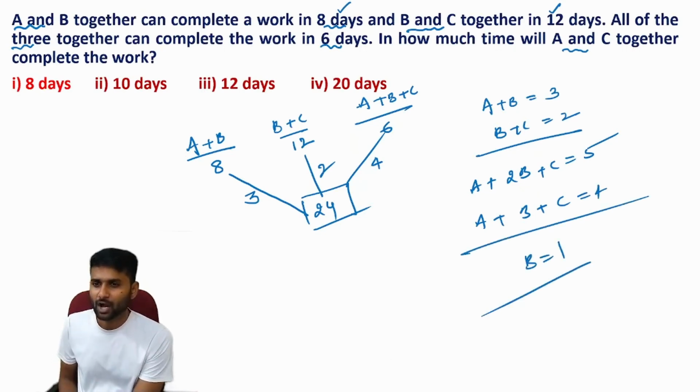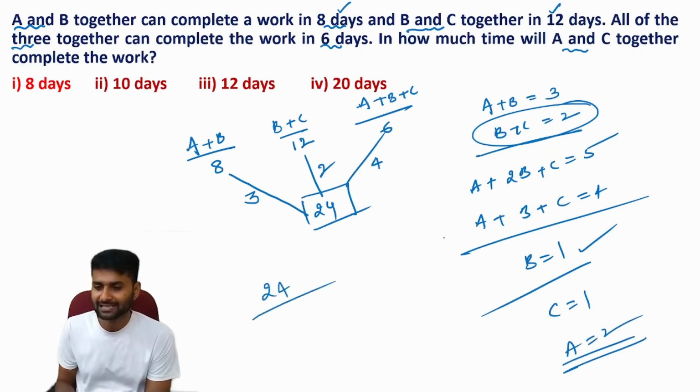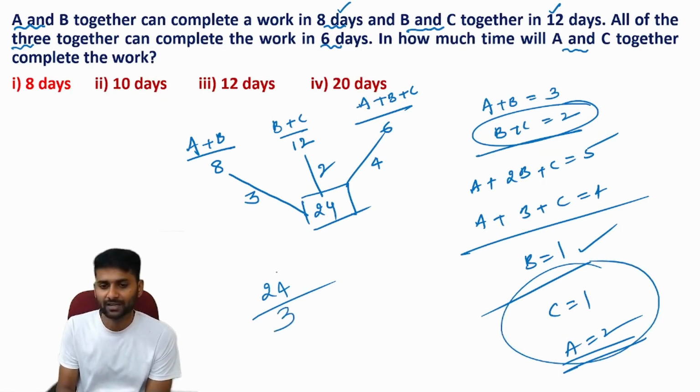Here the question, in how much time do AC together complete the work? If B efficiency is 1, you just replace it here, definitely C efficiency is also 1 and A efficiency is equal to 2. Now you will get the individual efficiency. Now we are assigning A and C together for this work. AC together they will complete 3 units per day. For 24 units, it takes exactly 8 days.